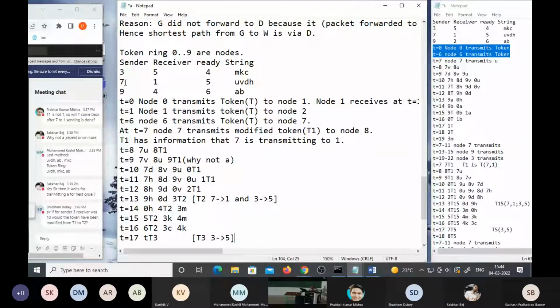If the receiver of 3 was not 5, if the receiver of 3 was 8 or 9, then 3 will not start transmitting with token T2. It will forward token T1 only. Fully correct, Subham. If the receiver of 3 was not 5, if it would have been 8, then 3 will not start transmitting, as we shall soon see.